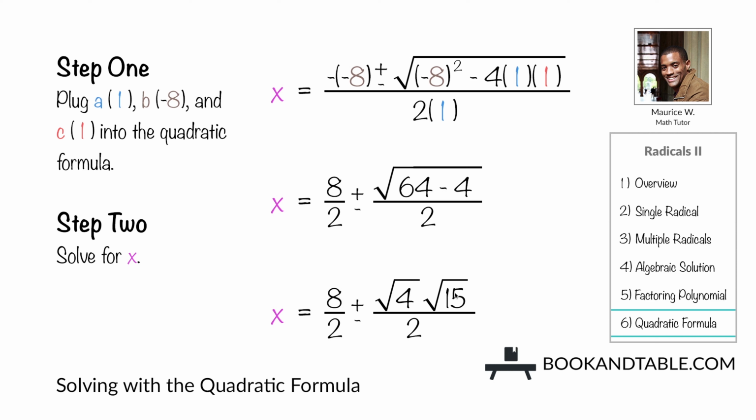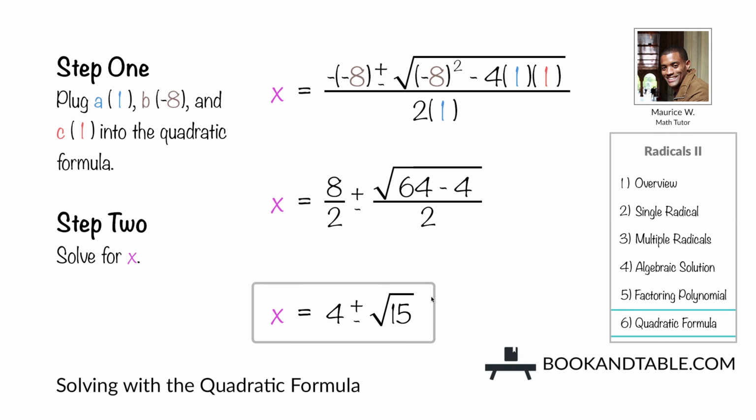And we want to separate radical 60 into these factors because the square root of 4 is equal to 2. So we can negate the 2 in the numerator with the 2 in the denominator. So that leaves us with 8 over 2, which is 4, plus or minus the square root of 15.